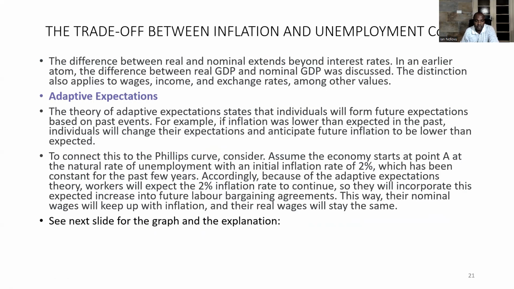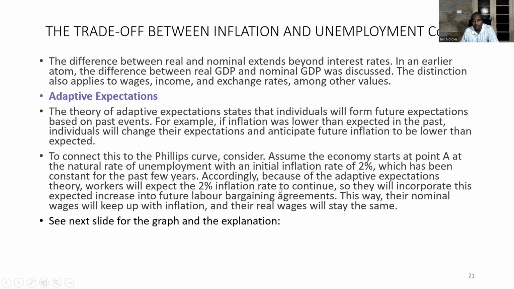And in this examination, we have to define adaptive expectation. The theory of adaptive expectation states that individuals will form future expectations based on past events. For instance, if inflation was lower than expected in the past, individuals will change their expectations and anticipate future inflation to be lower than expected. To connect this to the Phillips curve, we consider the following scenario.